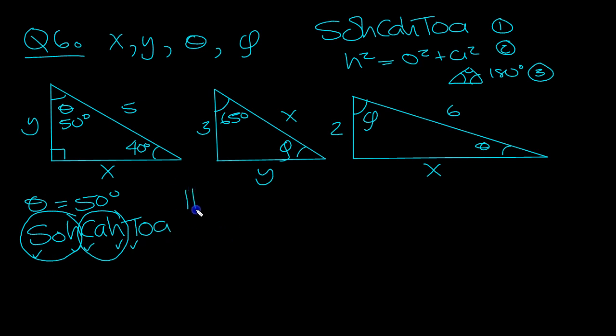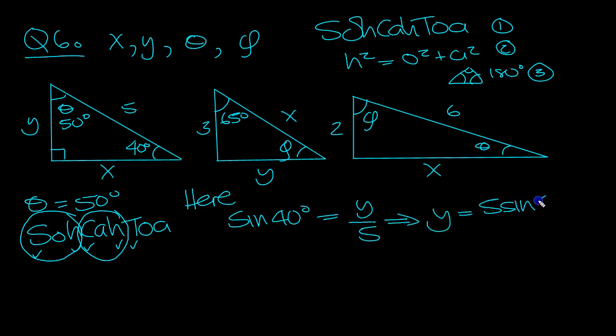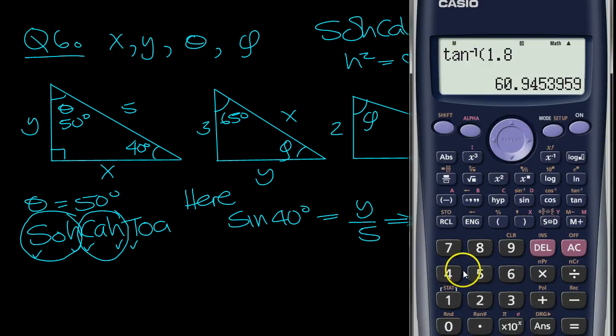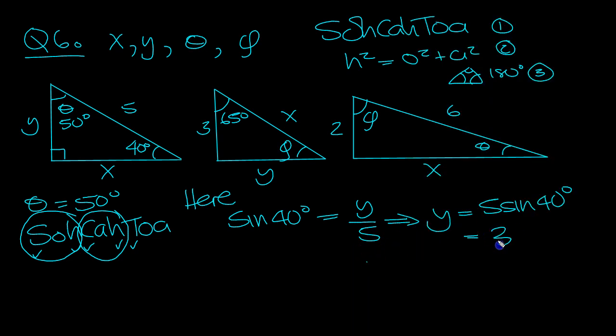So in this case, sine of 40 degrees is equal to y, the opposite, over the hypotenuse, over 5. So that tells us y is 5 sine 40. Let's tap it in. 5 times sine of 40 degrees is 3.214 to 3 decimal places.